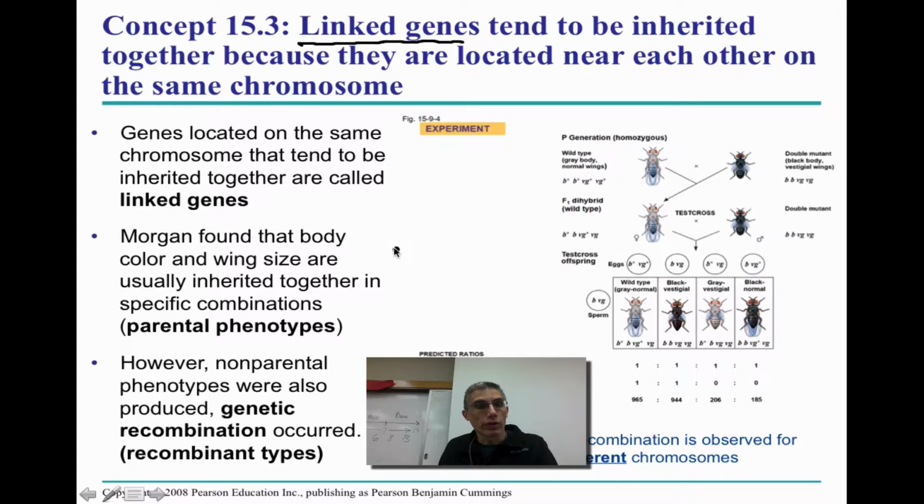So basically, through another series of experiments, Morgan had found that body color and wing size are actually inherited together based on the numbers that he had found in his experiments. And when they're inherited together, they tend to produce very specific combinations. And we refer to those combinations as being parental phenotypes. In other words, we have offspring that resemble the parents.